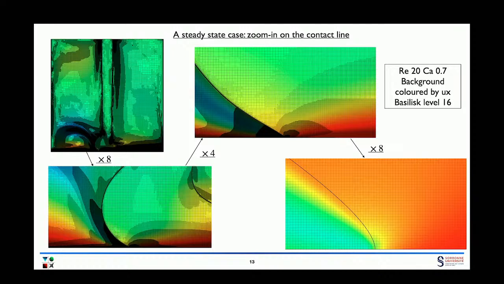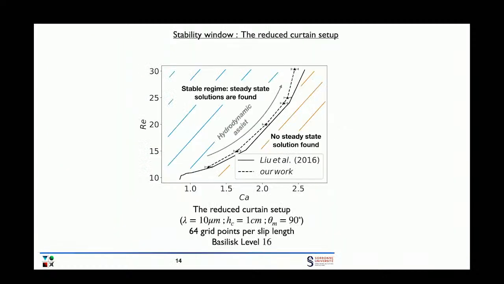So this Basilisk level 16 means that the ratio of the entire domain size to the smallest cell size is 2 to the power 16. So we have a huge refinement because we have to resolve this contact line. And this is the stability window that we find.